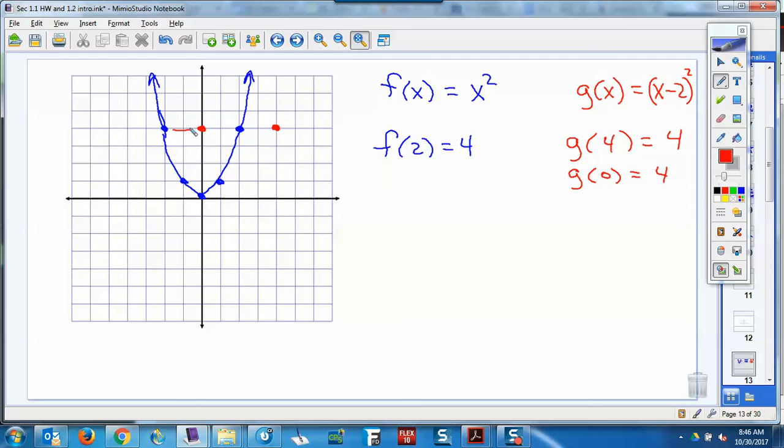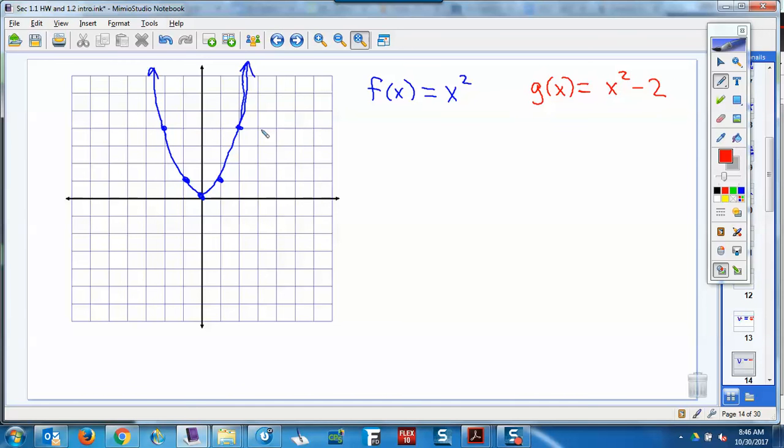Well, we can see what happened. That one just shifted there, and that one shifted there. Okay, so it makes sense. I see why it happened. It did work that way. It was a shift to the right, even though it seemed like it should have been a shift to the left. Now, what happens if I put that minus 2 on the outside, like that, outside of the squaring?